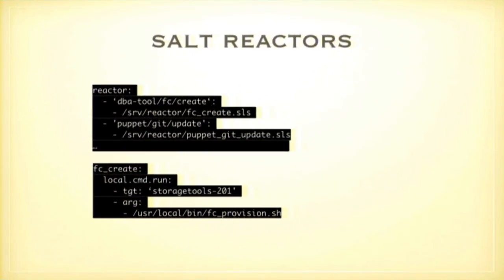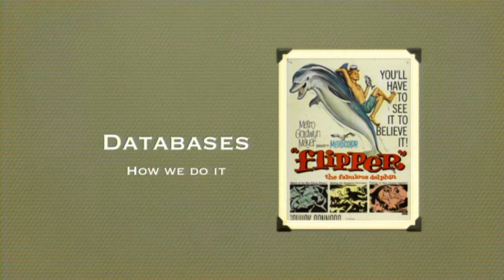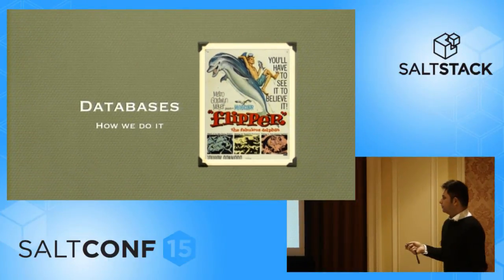This is like the tag for the reactor. This is a really nice reactor that I wrote. What it does is it creates a zone file for fiber channel switches, which is really cool. I'll show you what I can do with it. But before that, I will tell you how we do databases.